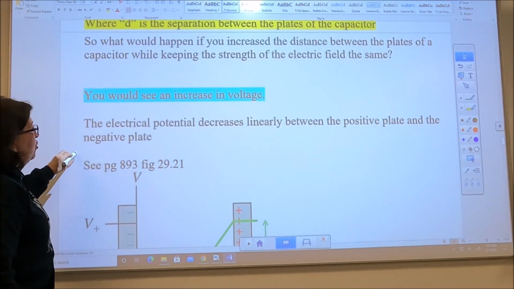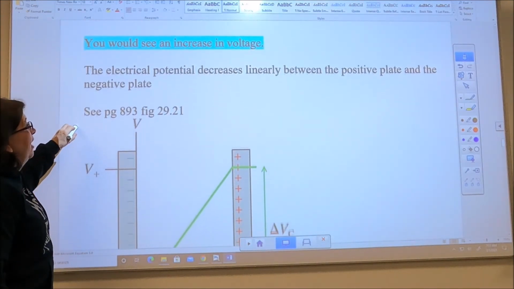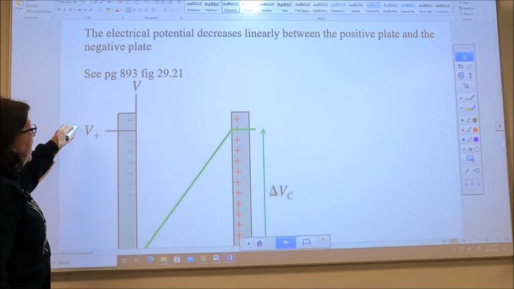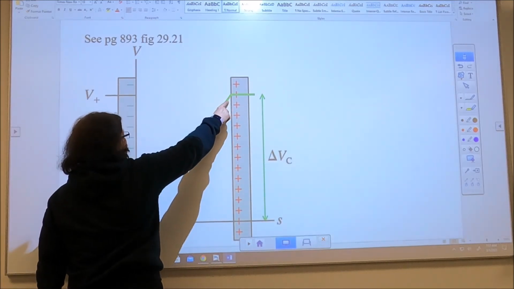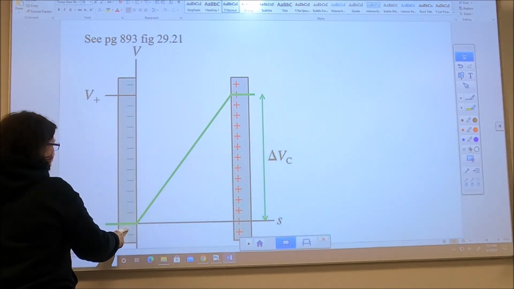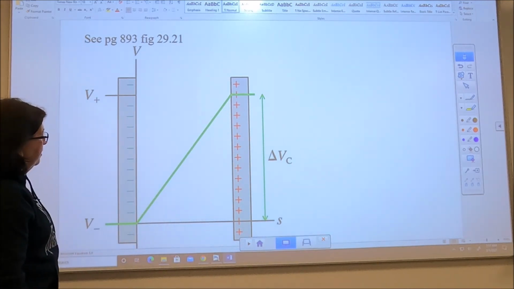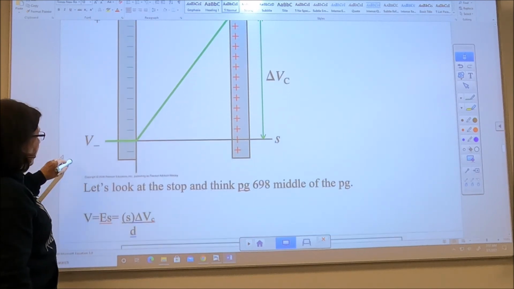The electrical potential decreases linearly as we move from the positive plate to the negative plate in a parallel plate capacitor. So it's highest here at the positive plate and lowest at the negative plate. It's a linear relationship.